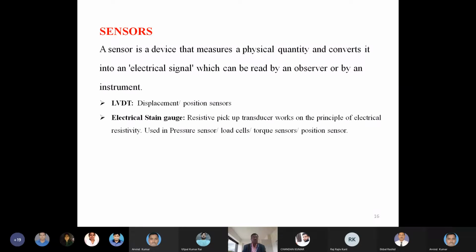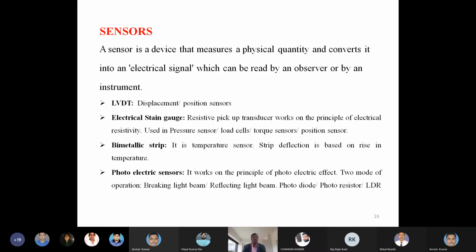Now coming to some components of the mechatronic system. One of the important components is the sensor. Without a sensor, we cannot extract information about the ongoing process. It is basically a device that measures a physical quantity of the process, maybe temperature, pressure, force, load, etc.